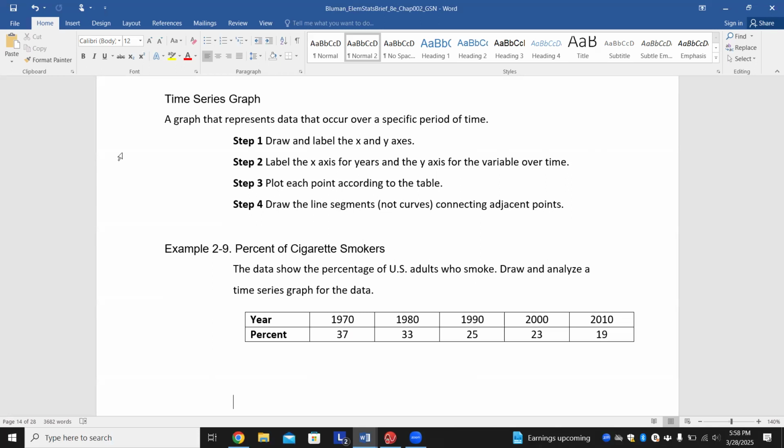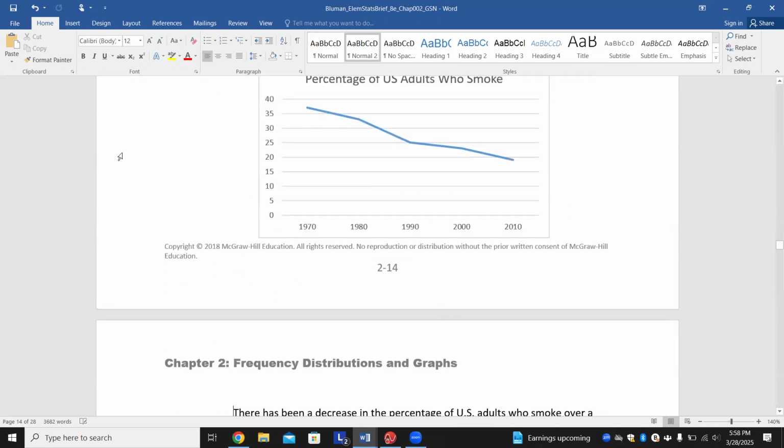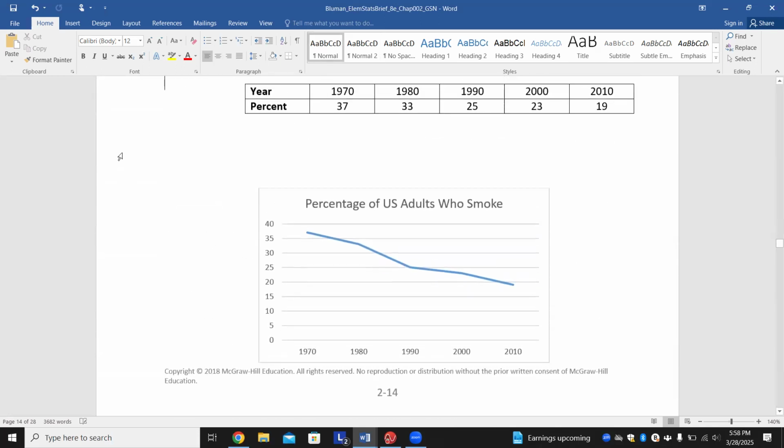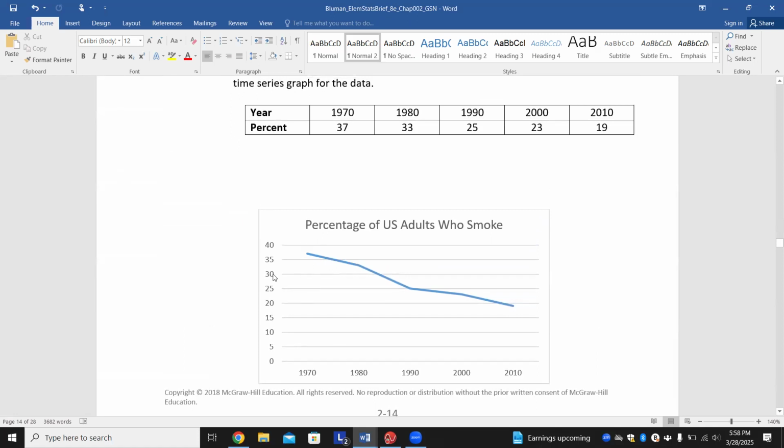So in example 9, we are going to look at the percent of cigarette smokers. The data shows the percentage of U.S. adults who smoke, and we're going to draw and analyze a time series graph of data starting from 1970 all the way to 2010. So you can see in 1970, I have my categorical data. That would be the years. Then I have my frequency. In this case, it's a percentage.